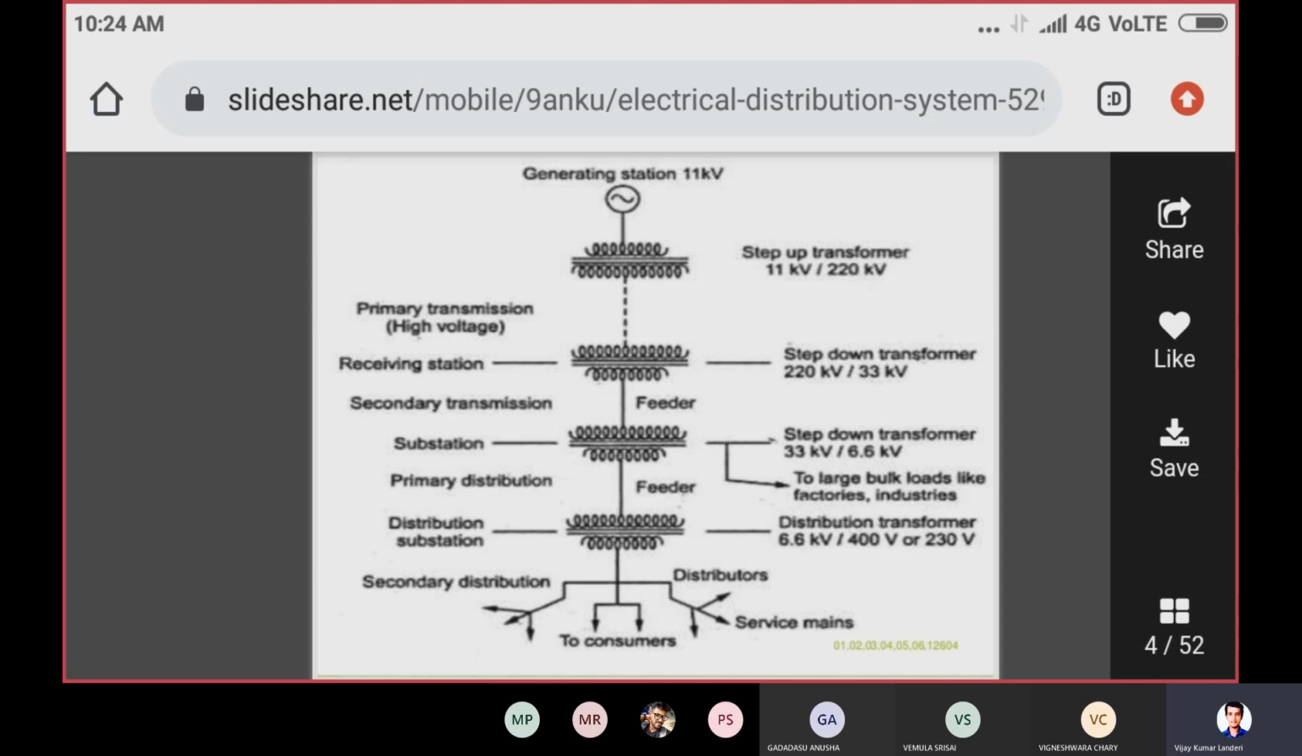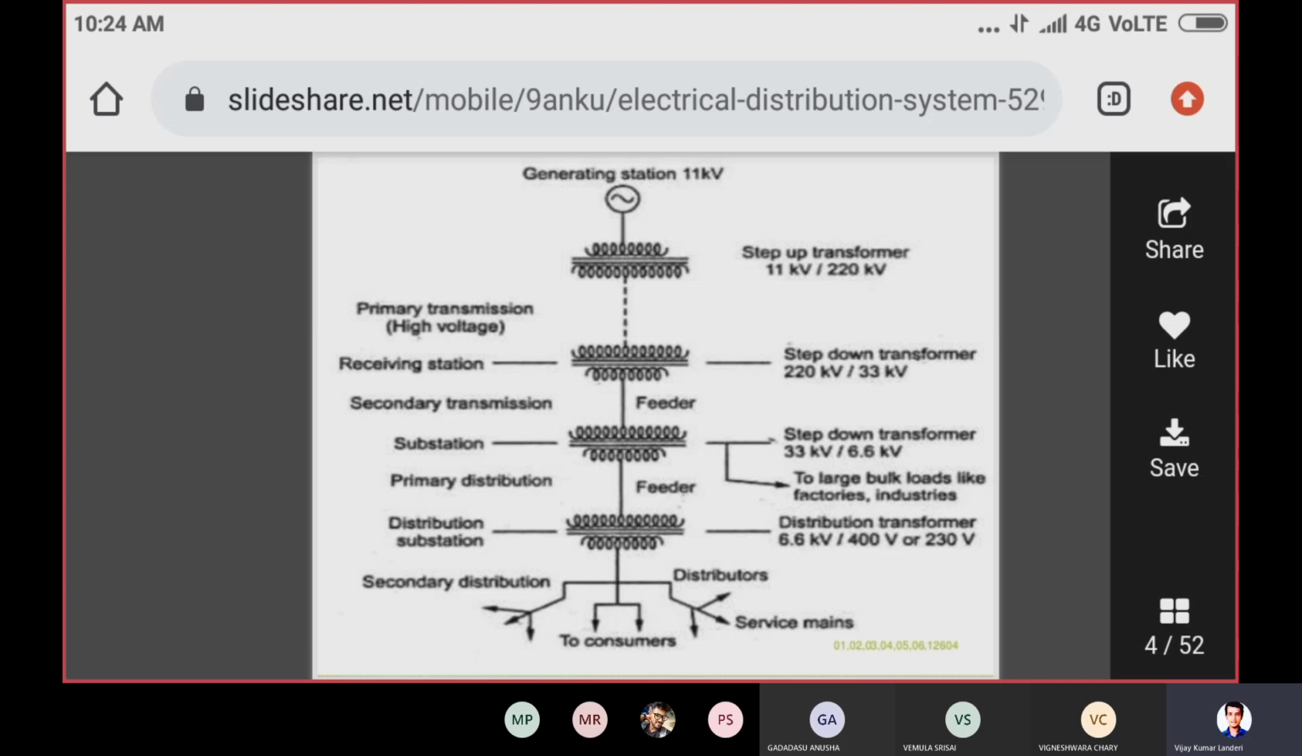Right. So after the secondary transmission system, it is given to the substation. In the substation, again, we have a step down transformer where it will step down the voltage from 33 kV to 6.6 kV, right? So this substation generally has the step down transformer, which is going to step down the voltage from 33 kV to 6.6 kV, right?